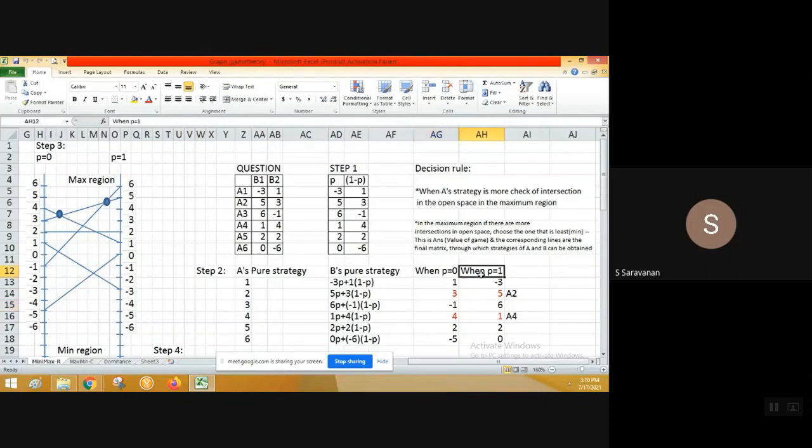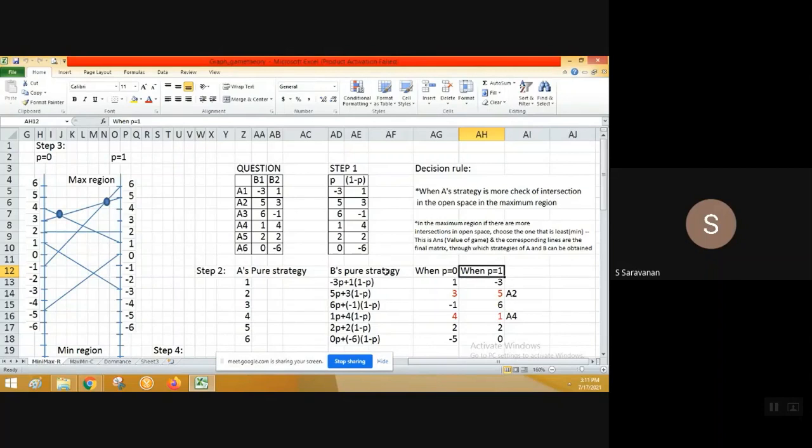When p is equal to 1 in the same equation, what will be the B's pure strategy? If you substitute 1 here, so 1 minus p, 1 minus 1 will become 0. In all the equations you have p, so 1 minus 1 will become 0. Ultimately, you will be left with the answers of minus 3, 5, 6, 1, 2, and 0.